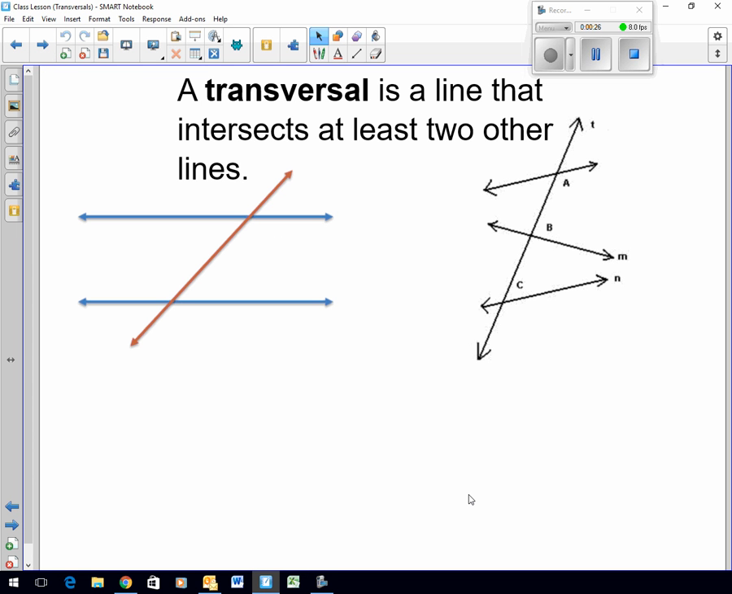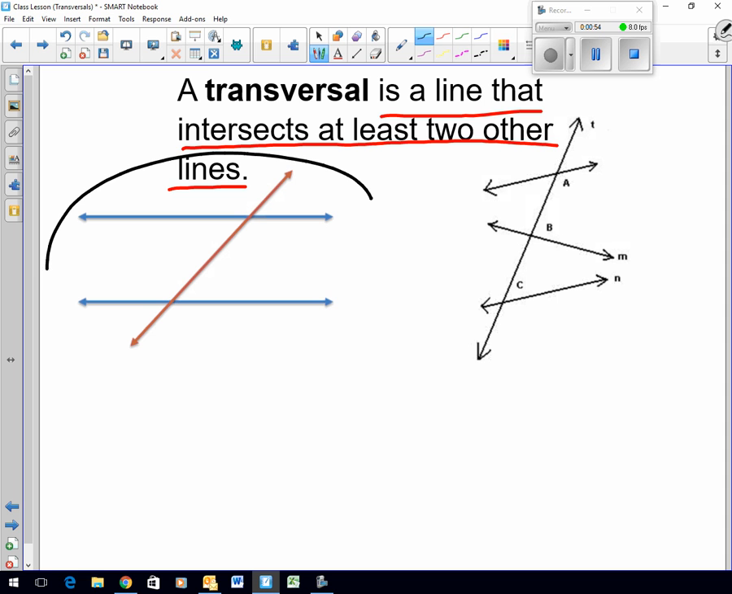What is a transversal? A line that intersects at least two other lines. You see the word intersects on the board right here. A line that intersects at least two other lines. Okay? So the most common transversal you're going to see is this one right here.